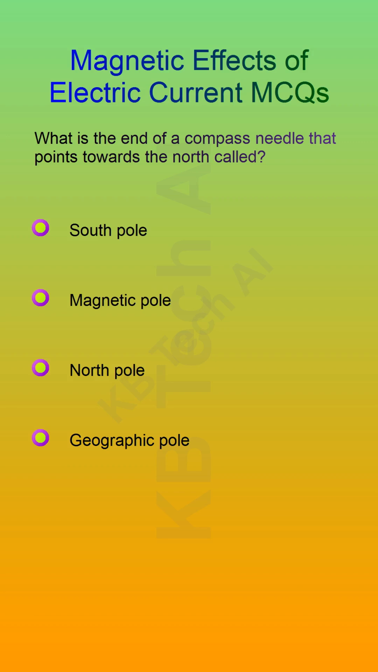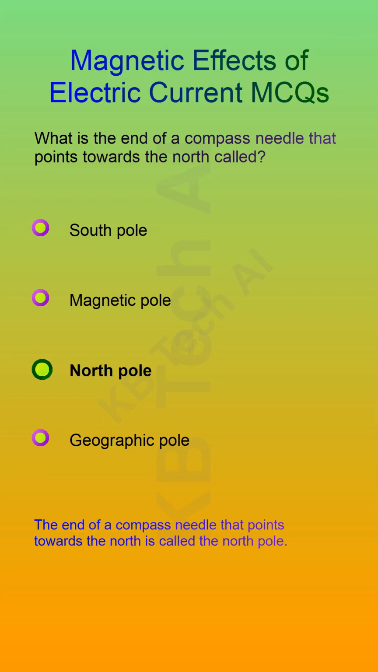What is the end of a compass needle that points towards the north called? Option 1, South Pole. Option 2, Magnetic Pole. Option 3, North Pole. Option 4, Geographic Pole. The answer is, Option 3, North Pole.